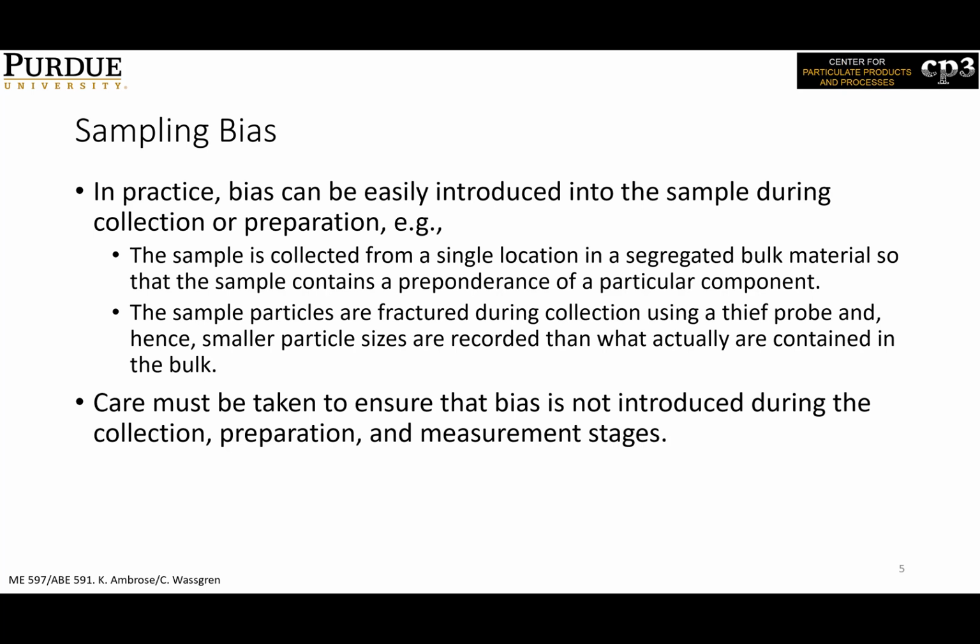Another challenge will be attrition or fracturing of samples when using sampling devices such as a thief probe, and this kind of attrition can also lead to sampling bias. So to have reliable and representative samples, extreme care should be taken to minimize bias during the collection, preparation, and measurement stages.